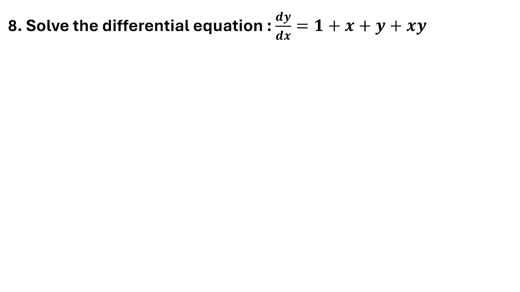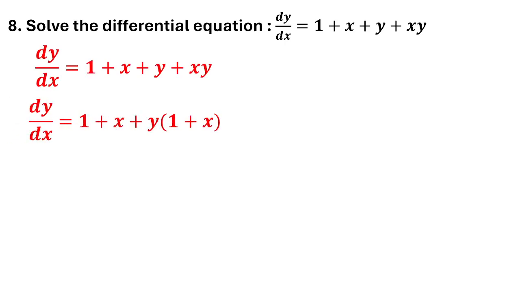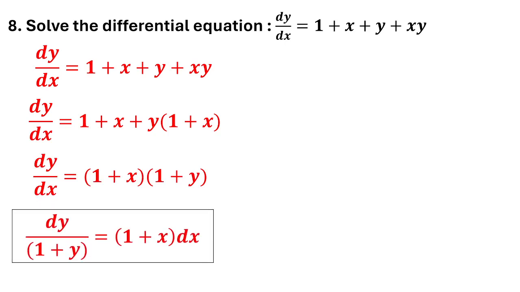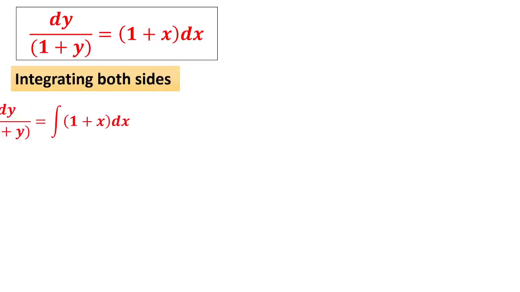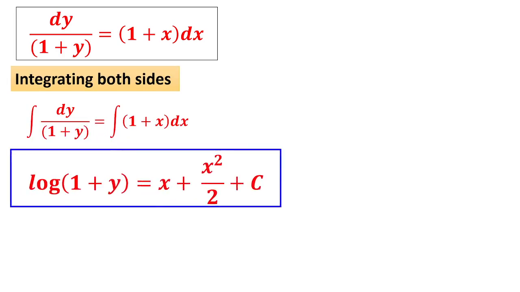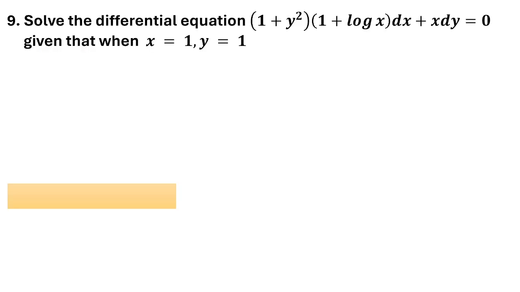Now let us check whether it can be done by variable separable. Now I am simplifying by taking y outside from the last two terms. Now it has been factorized as 1 plus x into 1 plus y. Therefore, 1 plus y will come to the denominator, dx will go to the numerator. You can integrate now. The left hand side is log 1 plus y, right hand side is x plus x square by 2 plus c. Go to question number 9.